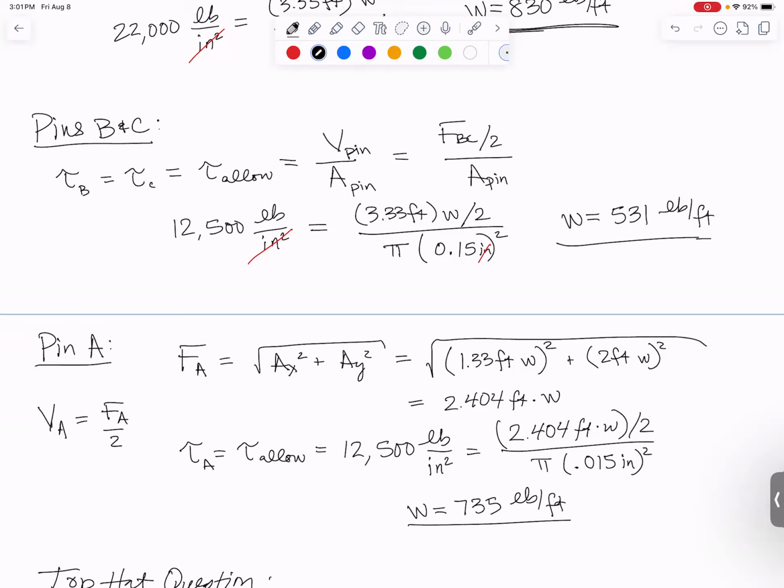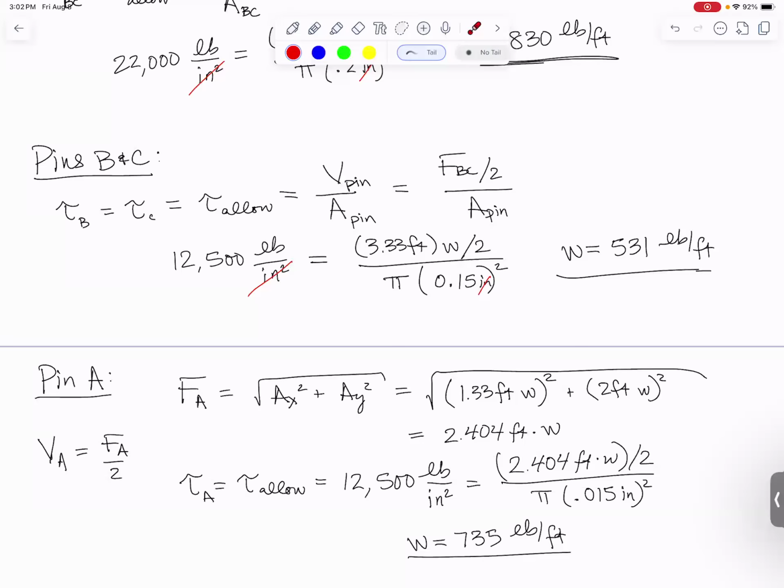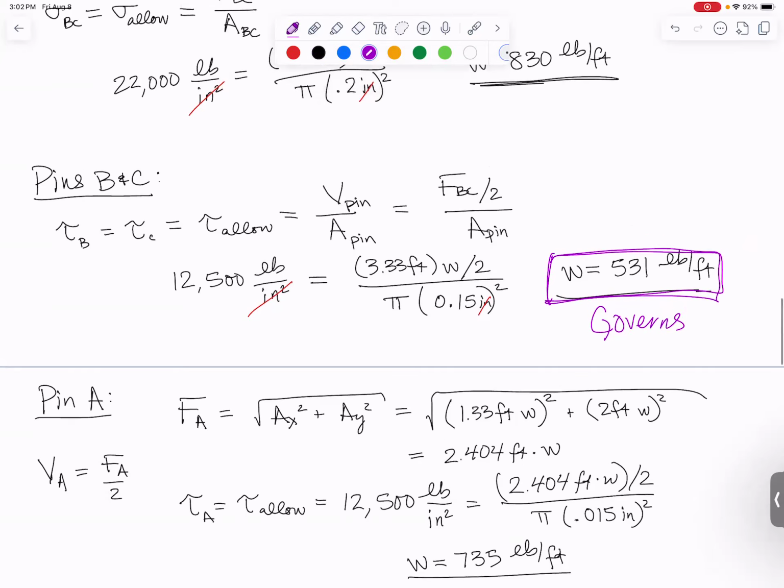So 3 possible answers. We've now figured out how big of a distributed load would cause each of these components of this structure to reach its allowable or design stress. There can only be one right answer, and the right answer is going to be this one. This guy right here is what governs the problem because it's the smallest. So you're never going to be able to get your distributed load all the way up to 830 or even 735 because the pins at B and C are going to be hitting their design limit first. So that's what governs, and so that is your answer.